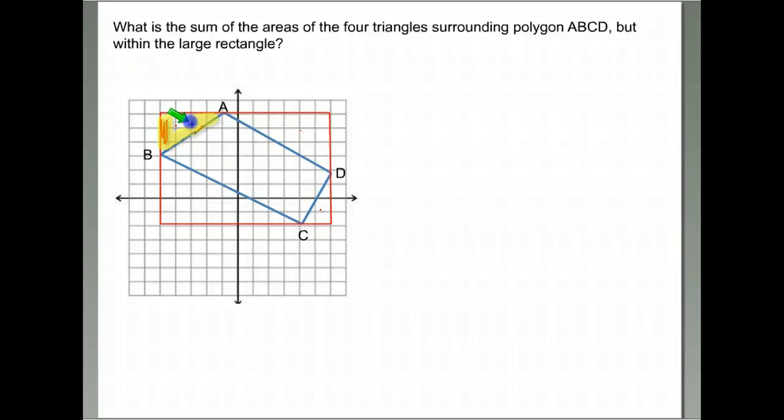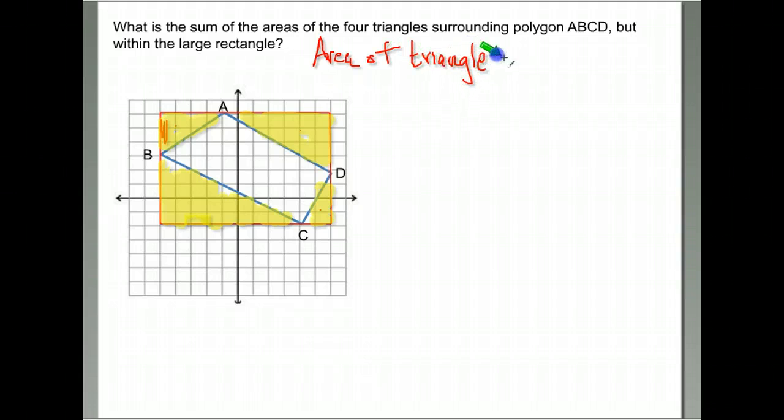Okay. So in yellow here you can see there's one right triangle. Here is another right triangle. There's one on this corner and one on this corner. We need to find the area of all of those. So one thing we might review is, how do you find the area of a triangle? Hopefully you have that in your notes somewhere. If not, it's base times height divided by 2.